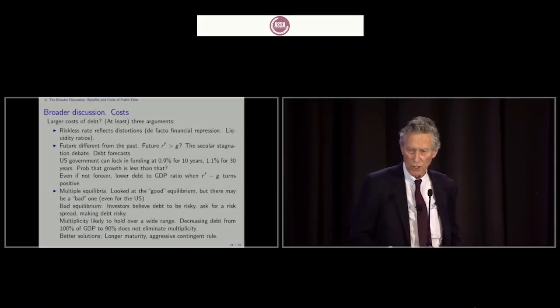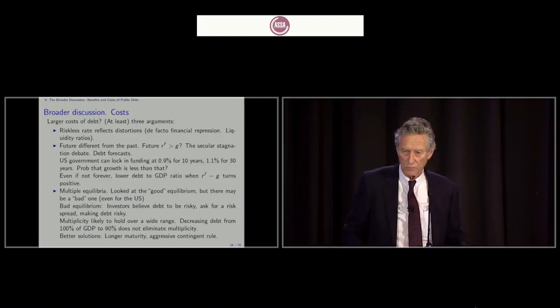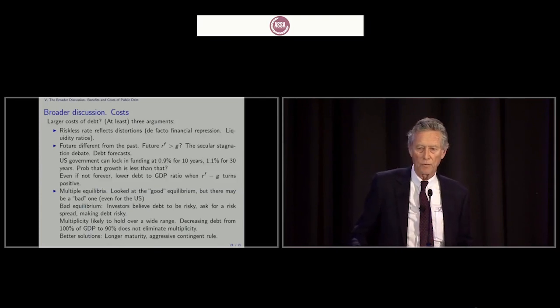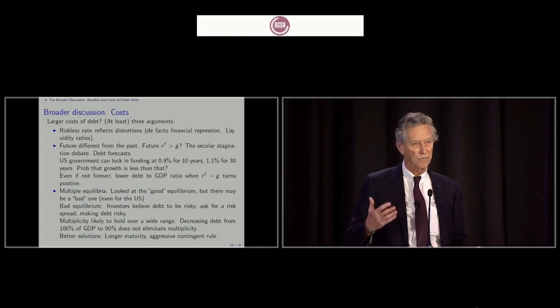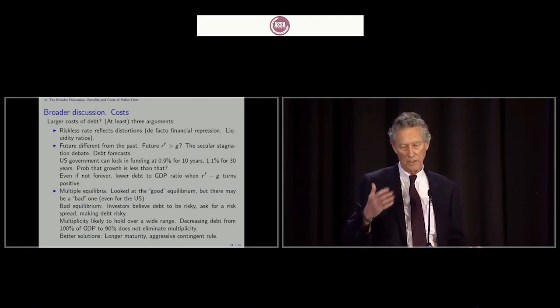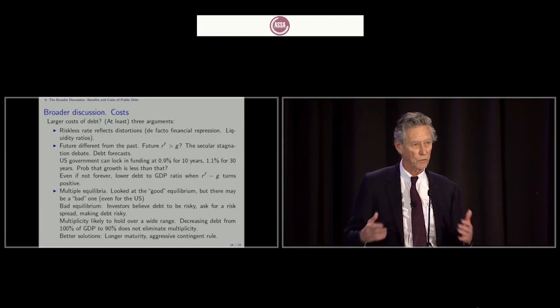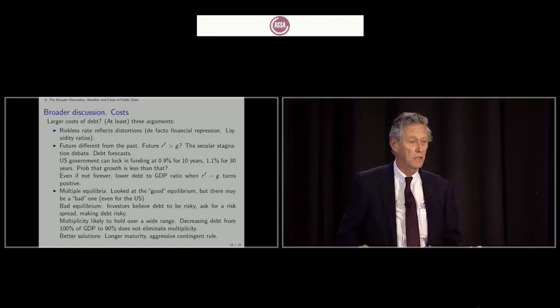To the costs, and I think there are three different arguments, probably some things that you've been thinking about as I was talking. The first one is I've assumed that the risk rate really reflects the preferences of individuals. It is really what people think is the risk-adjusted rate of return on capital. That may not be.